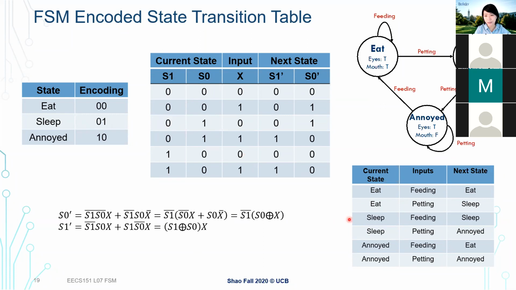So 0, 1 is the sleeping mode, and being annoyed is 1, 0. And so this is a state encoding here, right? Those first 2 columns are representing how we actually like to encode our state.